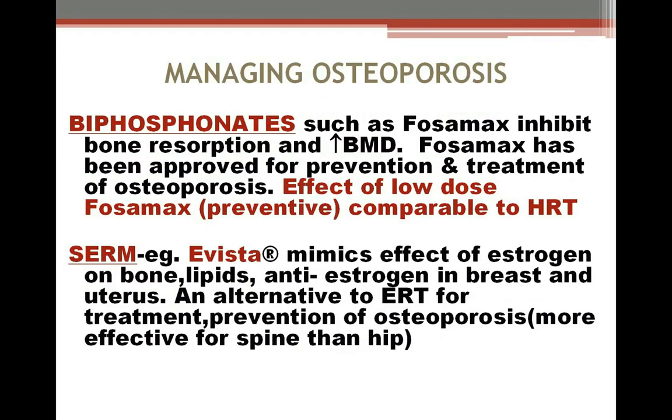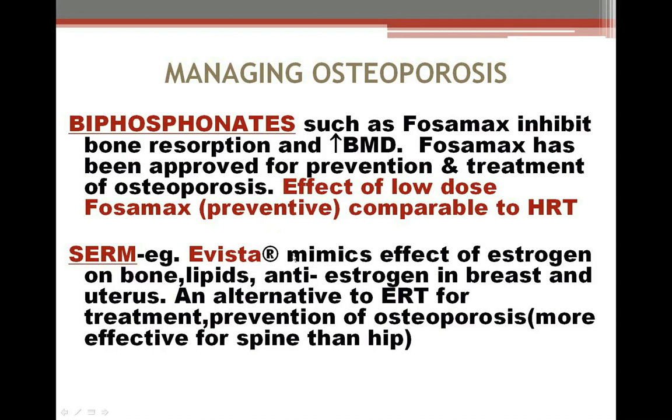There are drugs called bisphosphonates like Fosamax which decrease bone resorption, so they allow for bone buildup without bone being resorbed during remodeling. And the effect of low-dose Fosamax given for preventive therapy is comparable to hormone replacement therapy. It's also given as a once-a-week dose of 70 milligrams for prevention and treatment of osteoporosis.